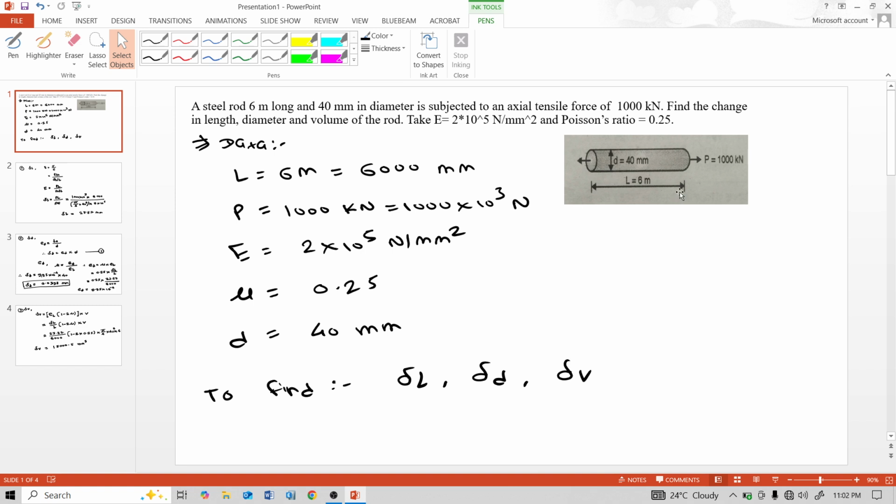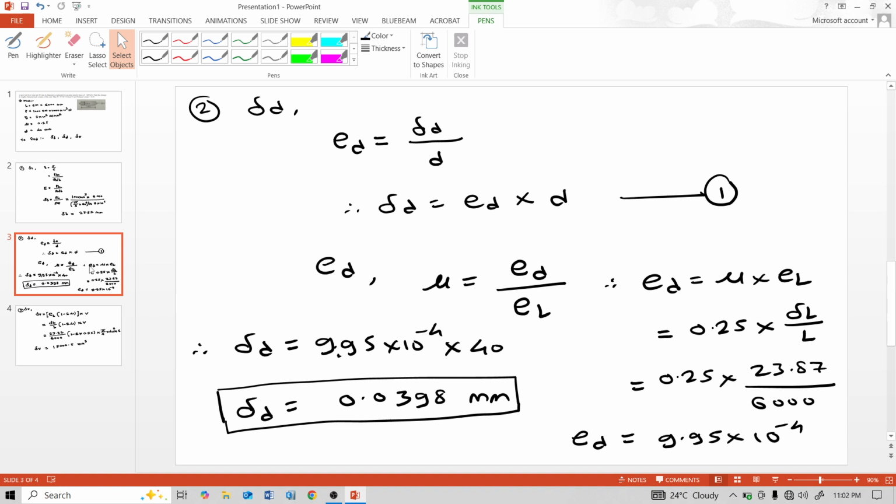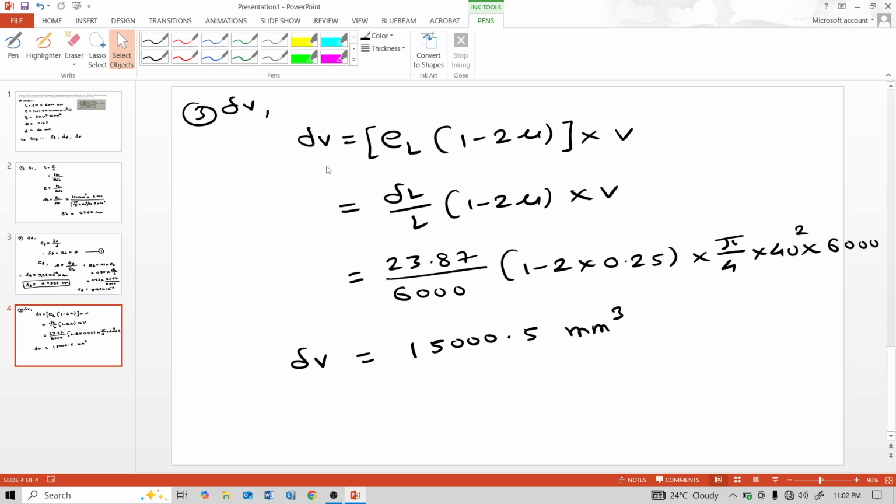For that steel rod of length 6 meter, diameter 40 mm and tensile axial force 1000 kilonewton, we get change in length 23.87 mm, change in diameter 0.0398 mm, and change in volume 15,000.5 mm cube. Thank you very much.